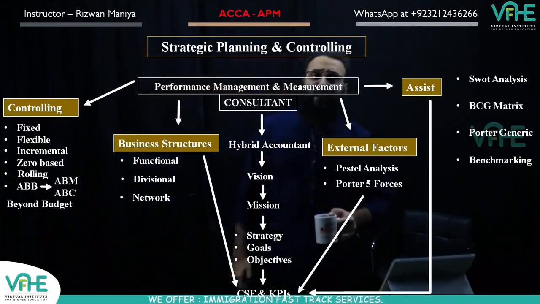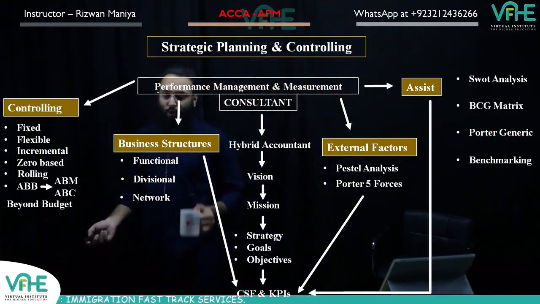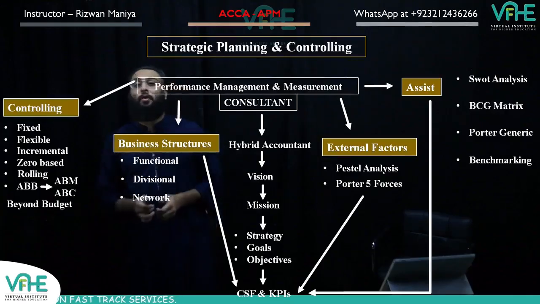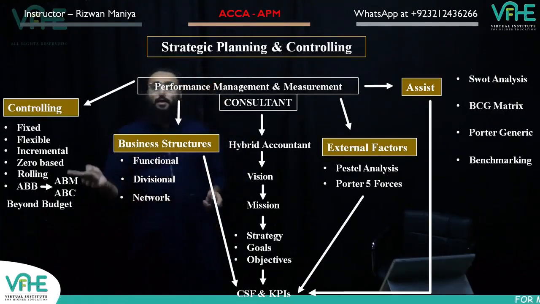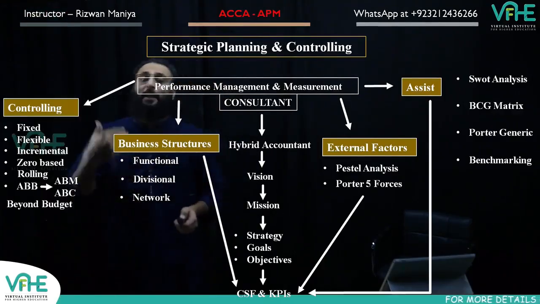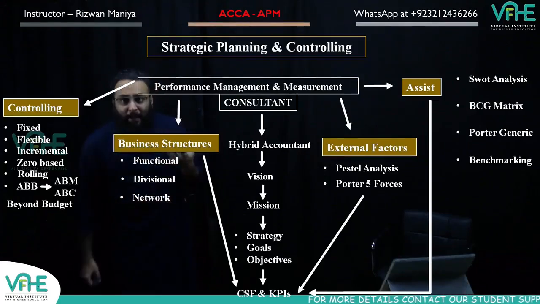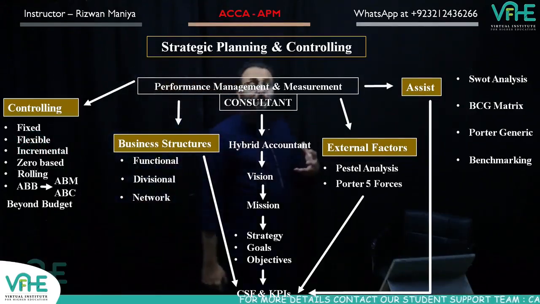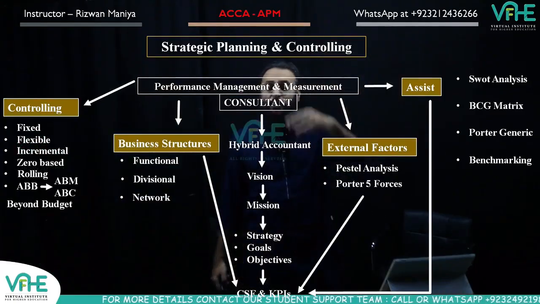So ABC uses cost pools and cost drivers. The other name of cost pool is activities, which means there is another technique known as ABM. What does ABM do? ABM is a technique that manages those activities, that manages cost pools.